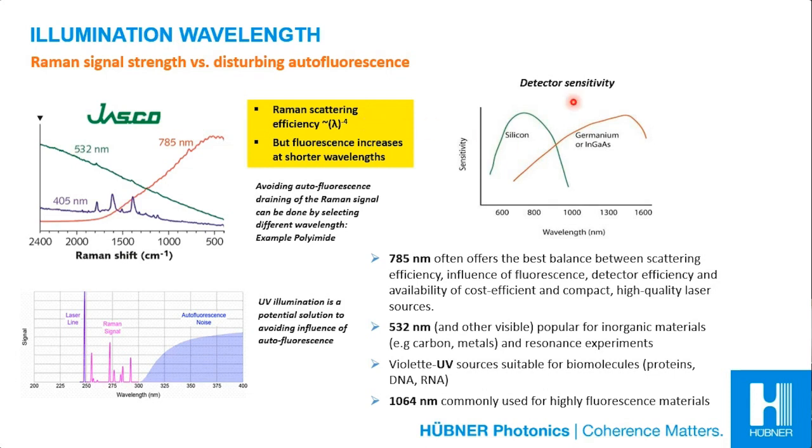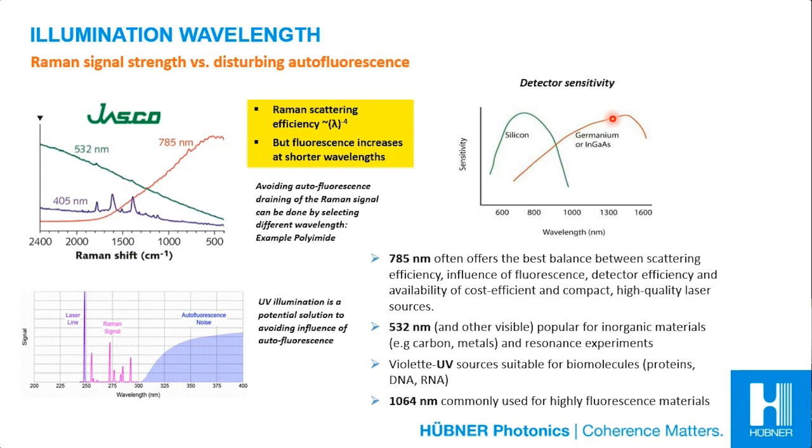Then there is the detector sensitivity. The sensitivity of commonly used silicon-based CCDs roll off quite rapidly after 800 nanometers. At longer wavelengths it's possible to use InGaAs or germanium-based detectors, but those typically have a bit higher noise, which reduces the signal-to-noise ratio.